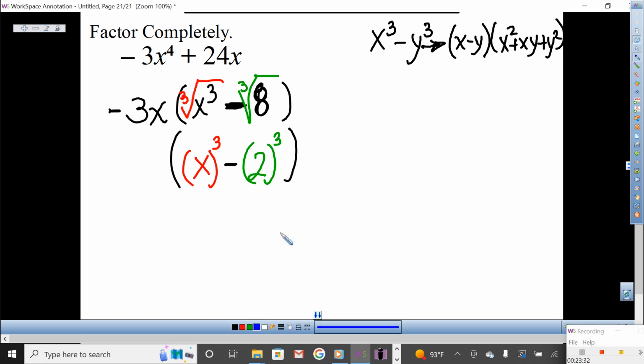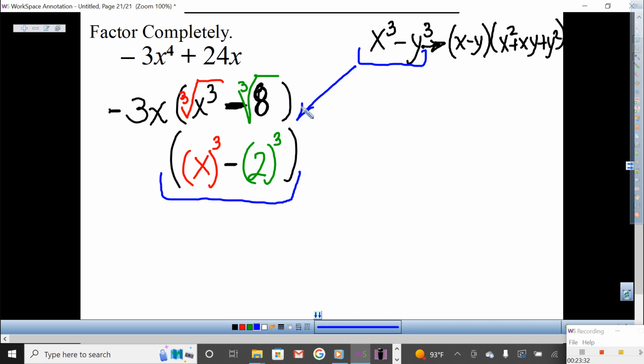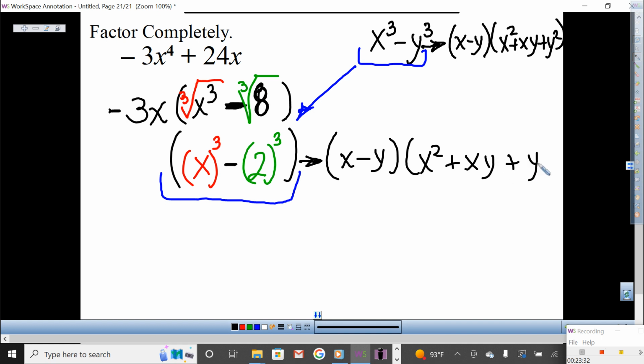So, do you agree that this is a difference of cubes? Yes, Mr. Q, this looks the same as this. Yeah, that is true. So if that's true, then my factors for this one should look like this. I'm going to write them out: x minus y, then x squared plus xy plus y squared.